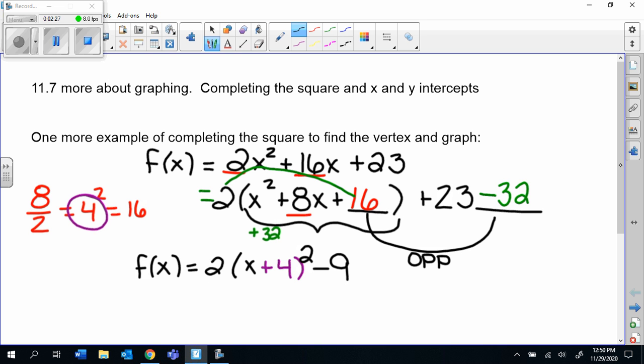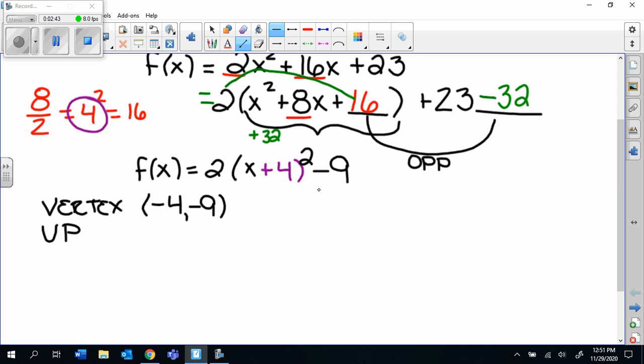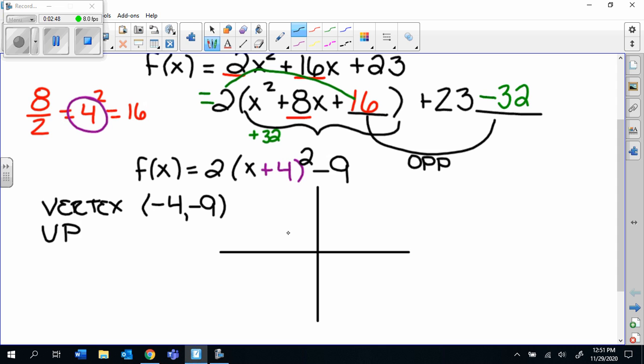Okay, so that means my vertex is at, always goes opposite same, so negative 4 comma negative 9. I know it opens up, so I'm going to do a pretty rough sketch on this one because I feel like we've probably covered the how to graph part of this. All right, so negative 4, 1, 2, 3, 4, 5, 6, 7, 8, 9. So kind of rough there. So there's negative 4, negative 9.